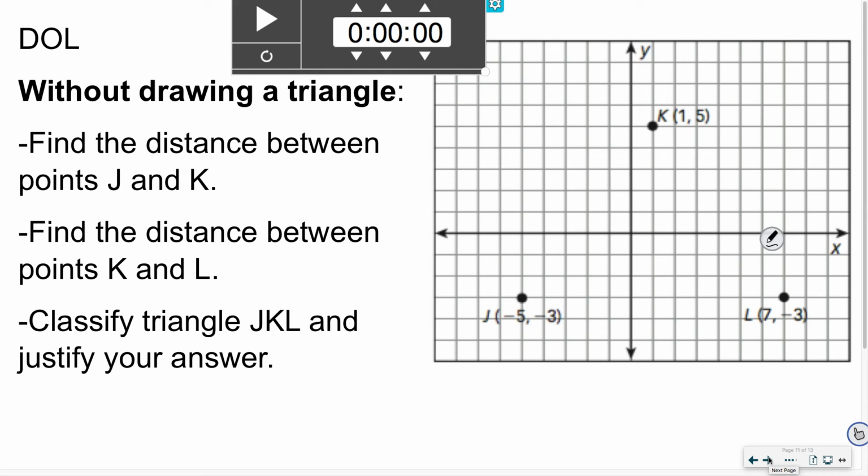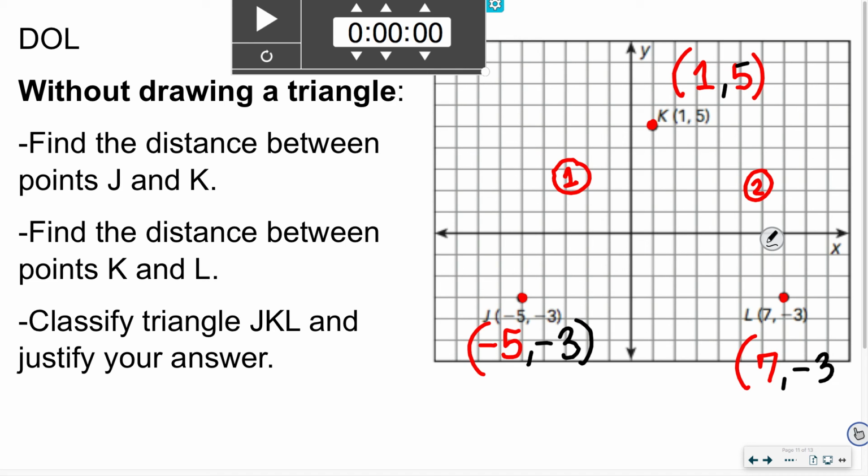I want you to try this. Without drawing a triangle, I'd like for you to first find the distance between J and K. That would be your first one. And then second, between K and L. So that would be your second calculation. I'm going to write the coordinates a little bit bigger so that you can figure out the calculations. This J coordinate is -5, -3. This K coordinate is +1, +5. And the L coordinate is +7 and -3.